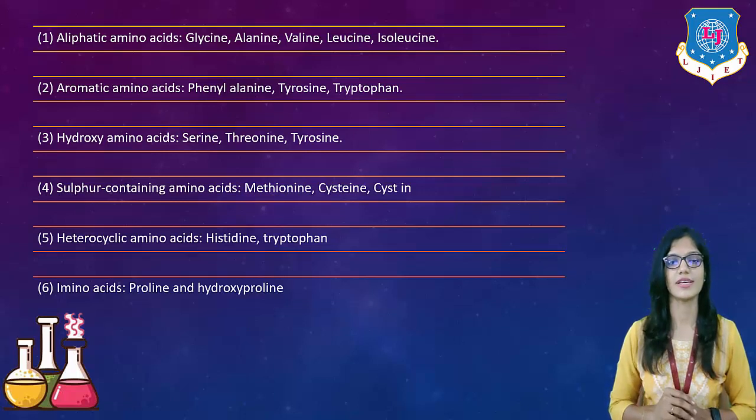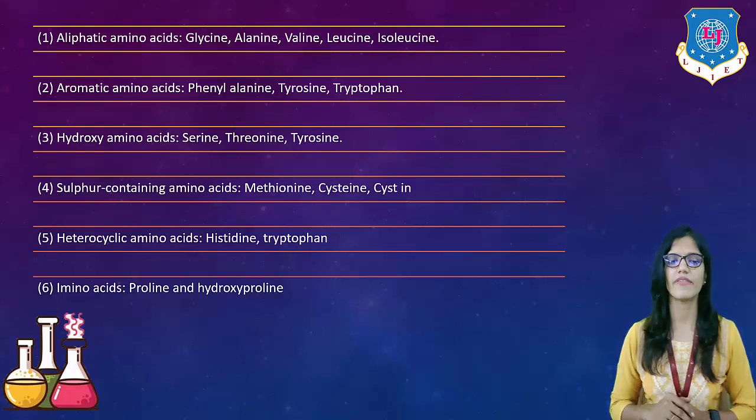The next one is aromatic amino acids. We can take the example of phenylalanine, tyrosine and tryptophan. These 3 contain a benzene ring in their structure, so they are known as aromatic amino acids. Then we have hydroxy amino acids. We can take the example of serine, threonine and tyrosine.